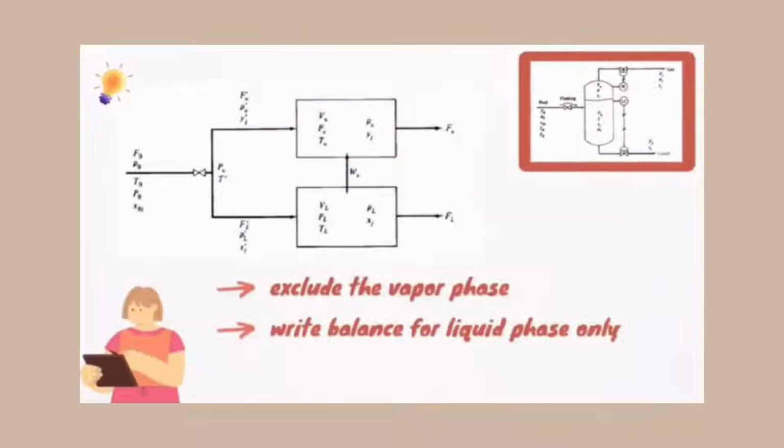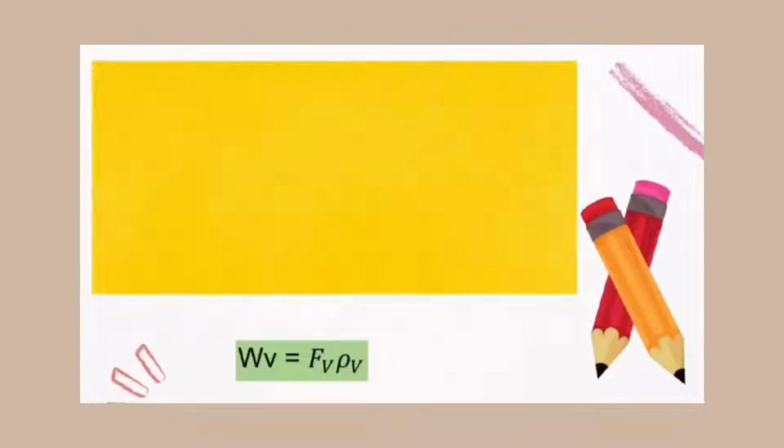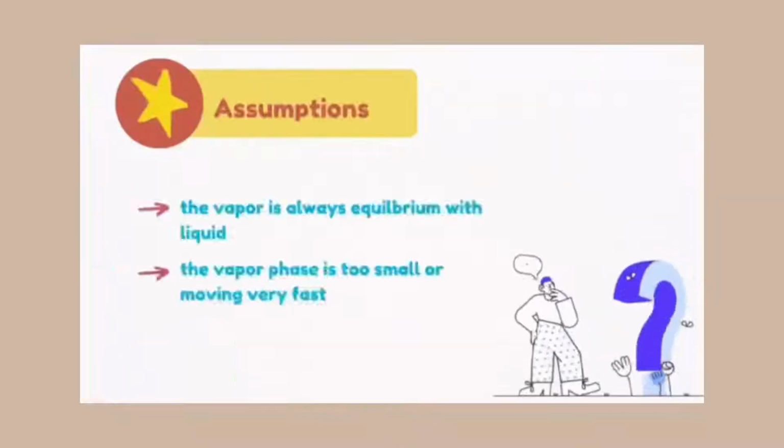For the practical model, a more workable model is developed, and for this case, we exclude the vapor phase and we only write the balance for the liquid phase only. Therefore, since the practical model involves the liquid phase, the liquid inlet stream, the liquid outlet stream, and the rate of evaporation from the liquid, WV, are the only ones involved in the equation.